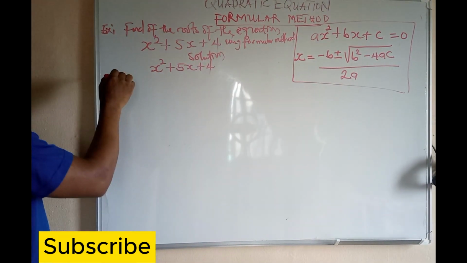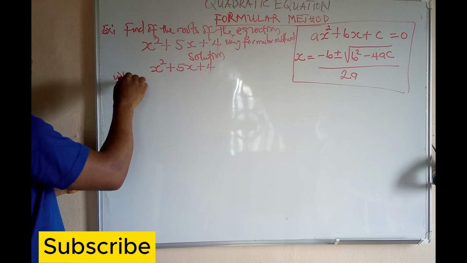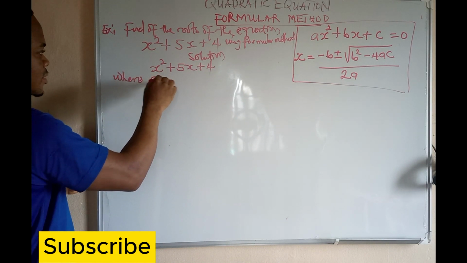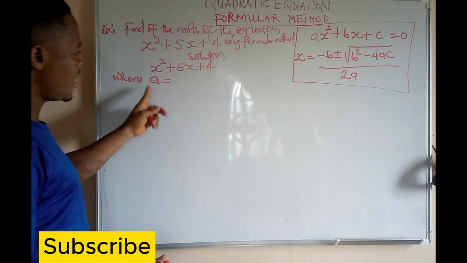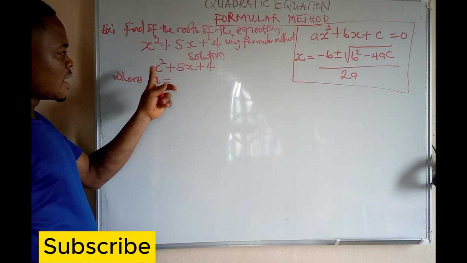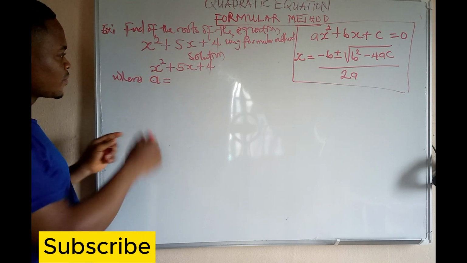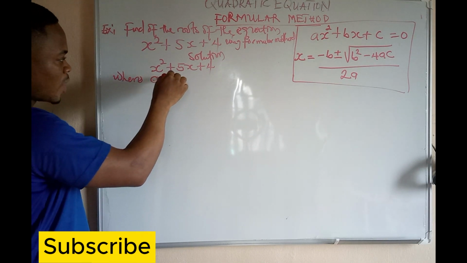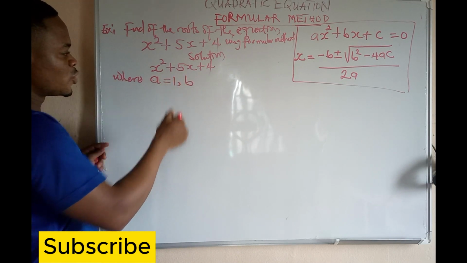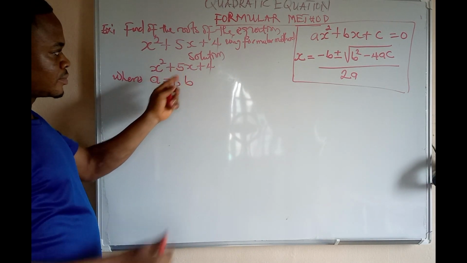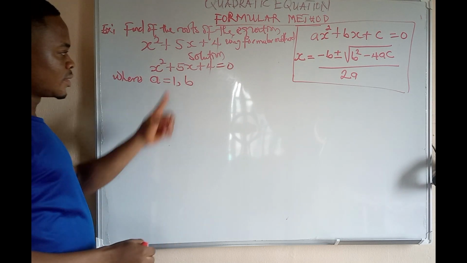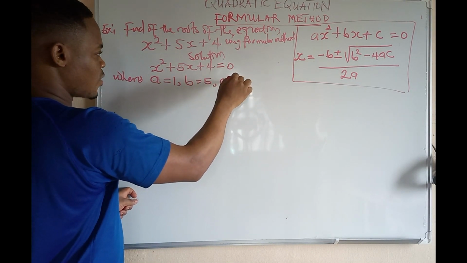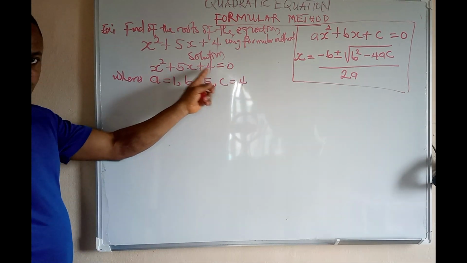Where a is equal to, what is a? a is the coefficient of x squared. And what is the coefficient of x squared here? 1. The coefficient of x squared is 1. So we have a equals 1. b is the coefficient of x, and what is that? 5. And c is the constant, which is 4.